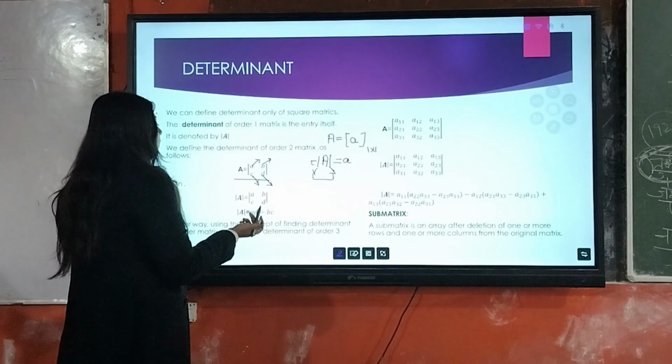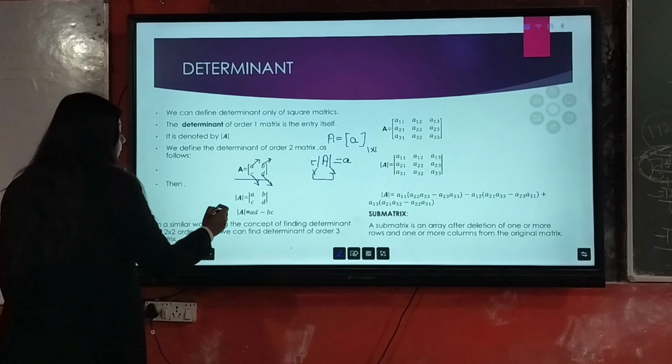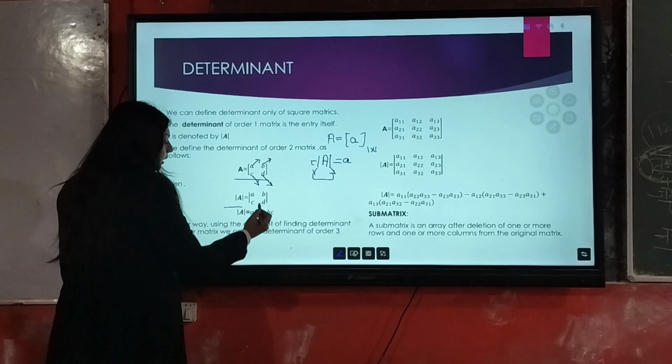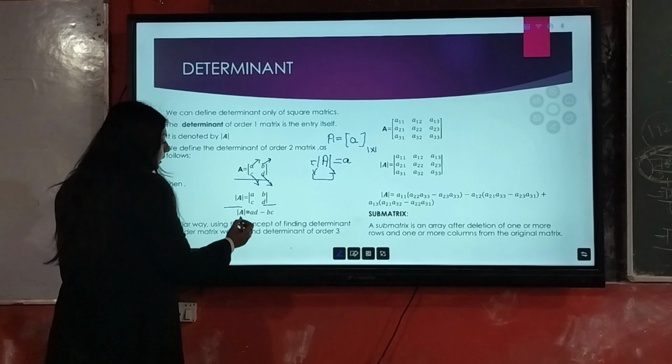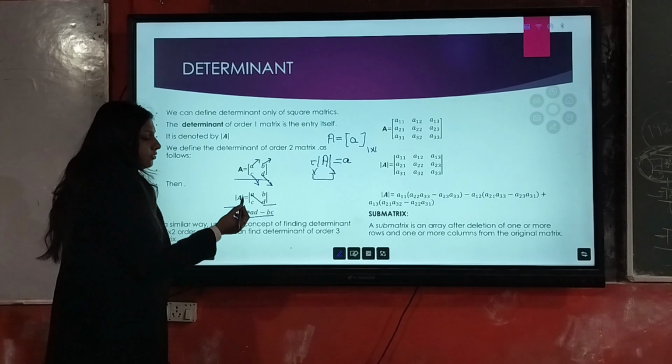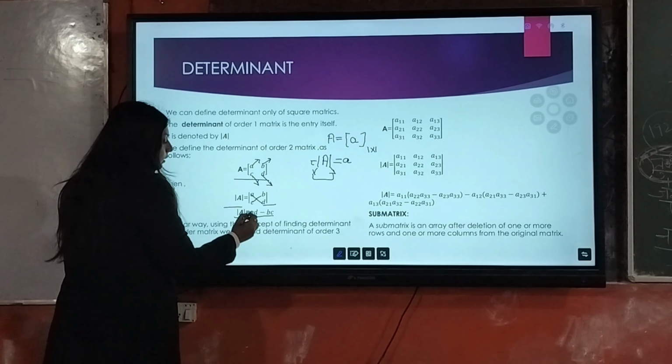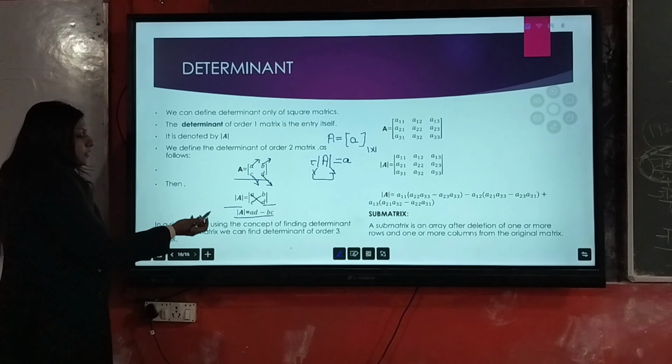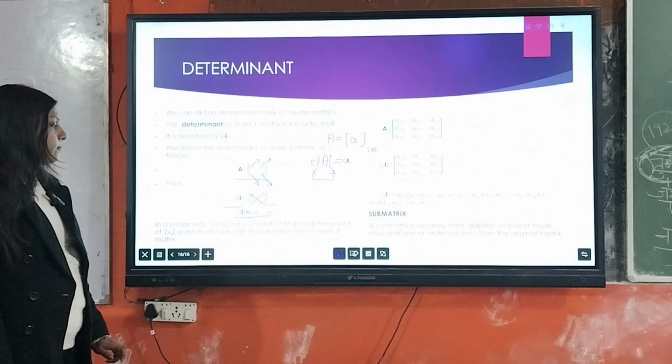So we are defining the determinant of order 2 matrix as follows. Here we are using the notation of determinant, and here we are multiplying the diagonal entries and then subtracting them: AD minus BC. So in this way we define the determinant of order 2 matrices.